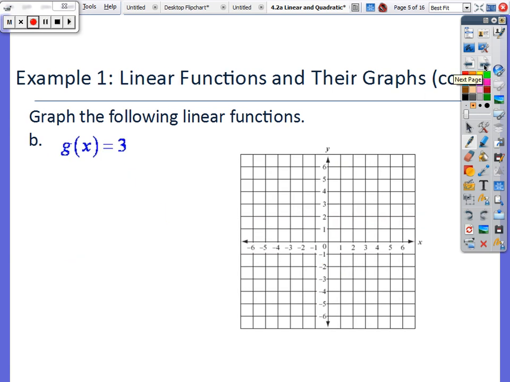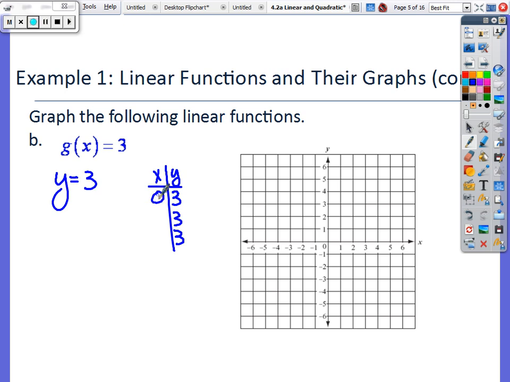Taking a look at one like this. Now, this is a little different. g of x equals 3. Now, what's g of x the same as? You're right, y. g of x is the same thing as y. So y equals 3 is what we have. Now, notice what we have. y is 3. That's another way I can write it. So no matter what x is, y is 3. Okay, y can't be anything other than 3 because it says y is 3.